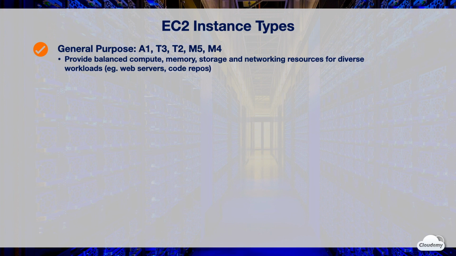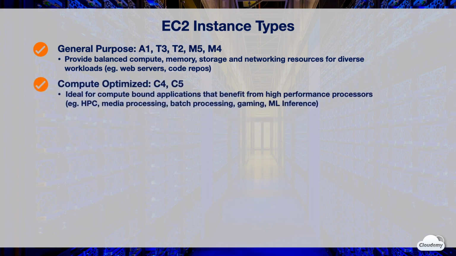General purpose instances include A1, T2, T3, M4 and M5 instance types. Compute-optimized instances are ideal for compute-intensive applications that benefit from high-performance processors, such as batch processing, media transcoding, high-performance computing or HPC, scientific modeling, dedicated gaming servers, and machine learning inference. Compute-optimized instances include C4 and C5 instance types.